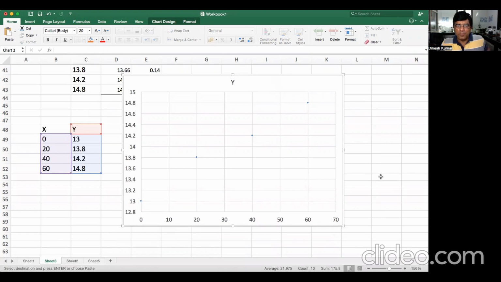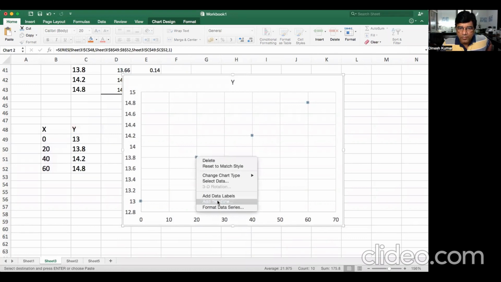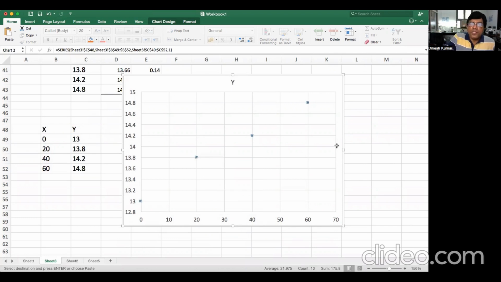Can you see it? These points are very small. Can you see the points here? This point, this point. Yes, sir. We just made a scatter plot, and on the x-axis you can see there are different levels, 0, 10, 20, 30, 40, 60. You can manipulate it.